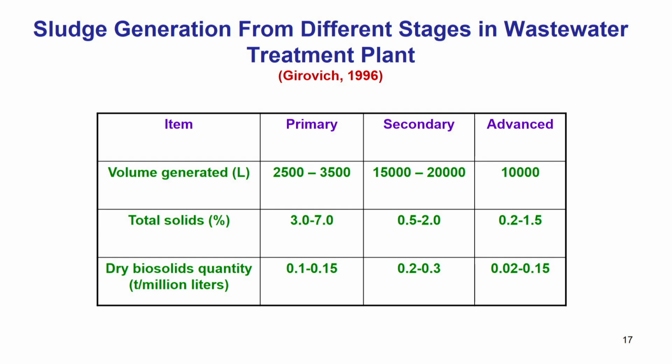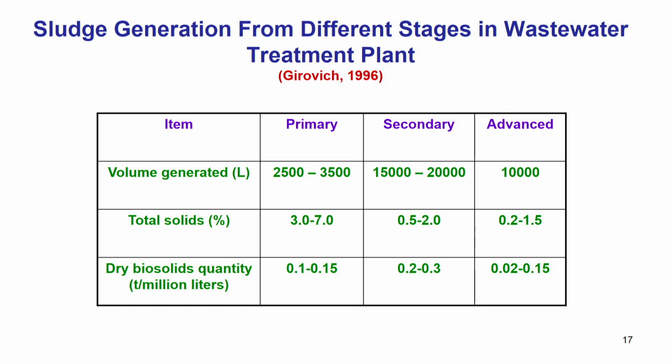So these are some values which are taken from one textbook actually. Primary, secondary and advanced or tertiary, that you can say. So this is the volume generated, 2500 to 3500. The percentage solids is only 3 to 7%. And for secondary, it is further less, 0.5 to 2. So basically this is not a kind of a solid.